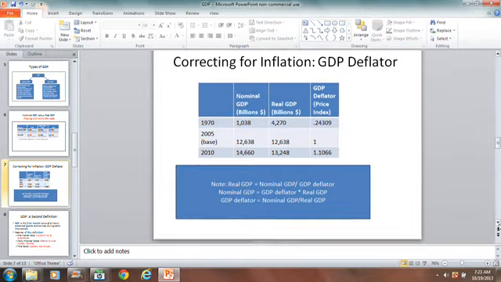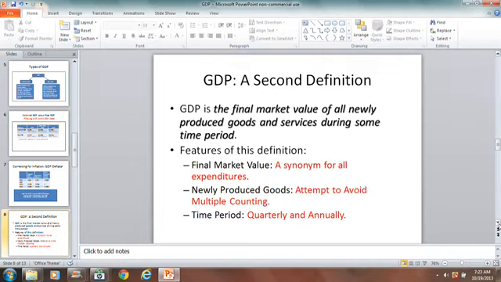Okay. All right. A second definition of GDP is now relevant. We can define GDP as the final market value of all newly produced goods and services during some time period. Market value is simply where you take the price of something times the quantity of something.